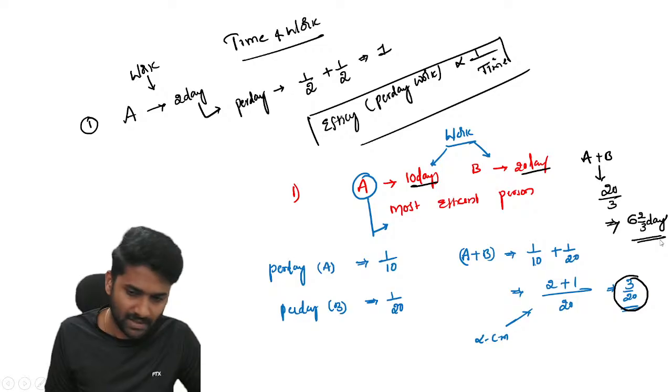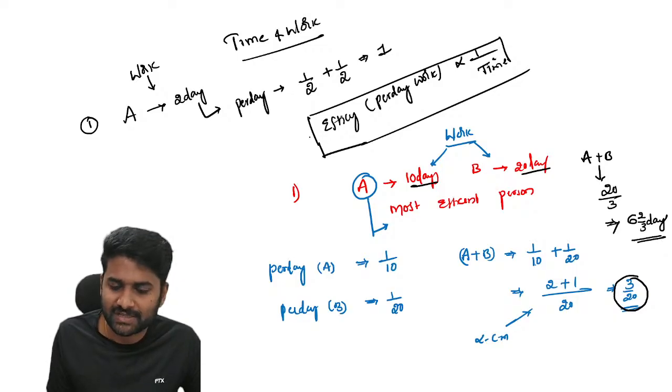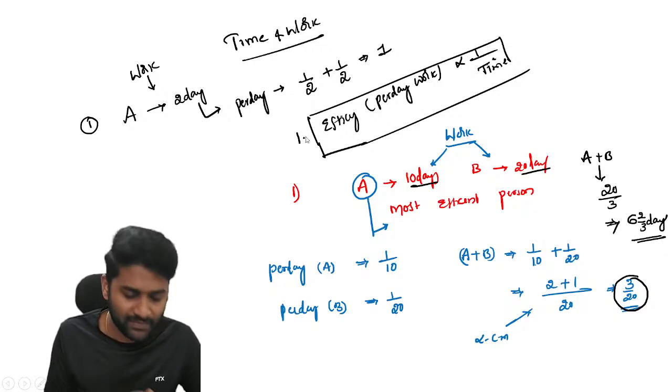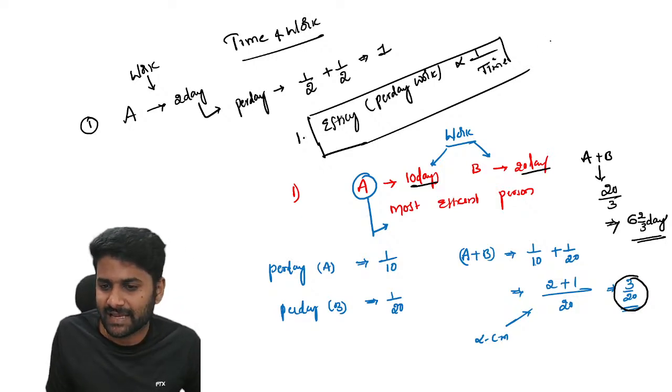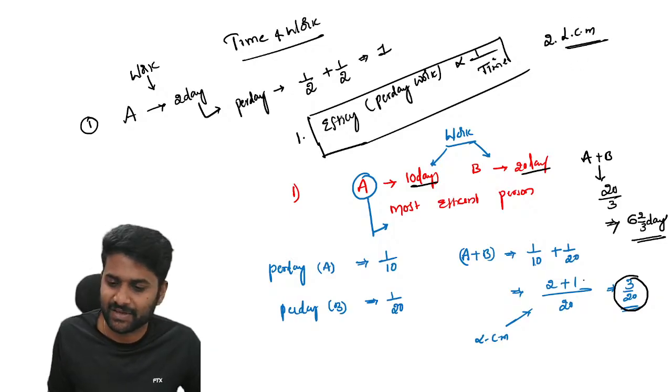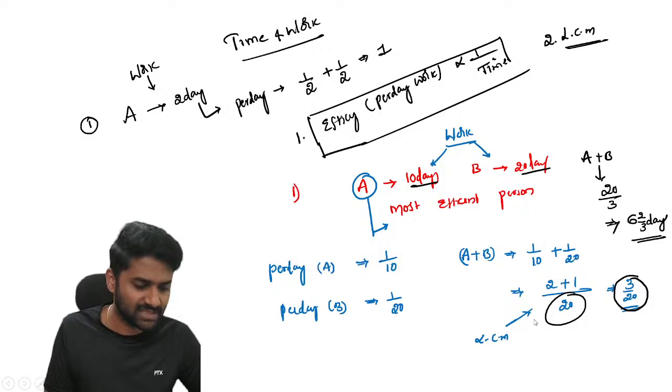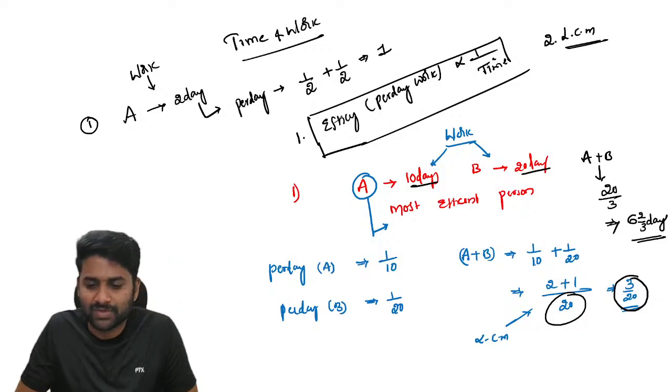Is it clear? Now, two points we should understand. One, we are talking about efficiency. Efficiency is inversely proportional to time. And the second important calculation you applied in this question is LCM. Why? Because you can check this calculation in the fractions. We applied the concept of LCM.